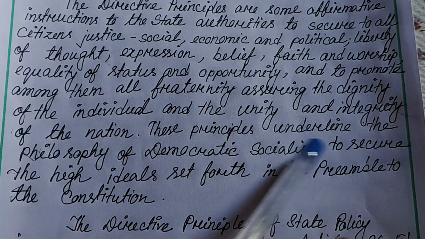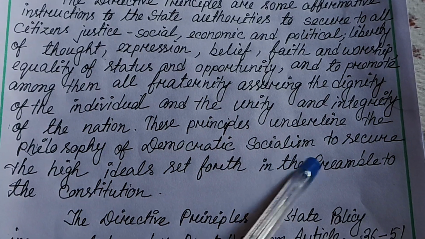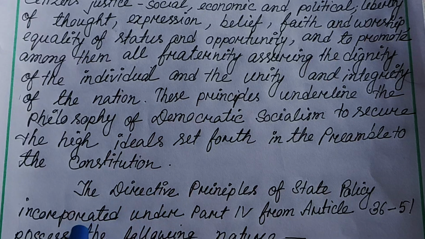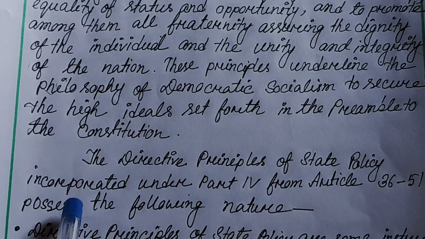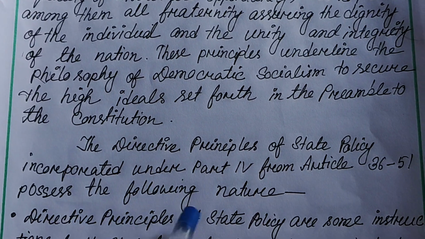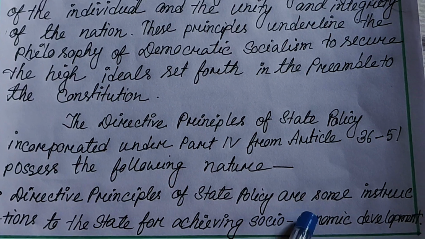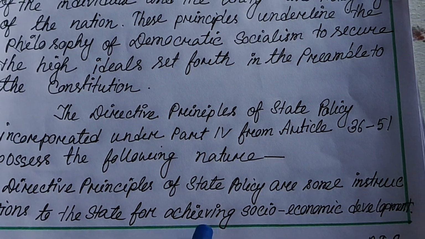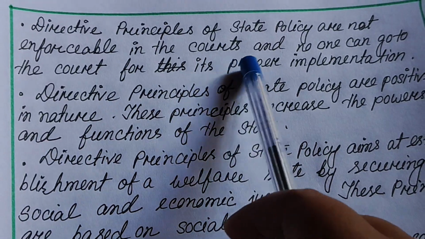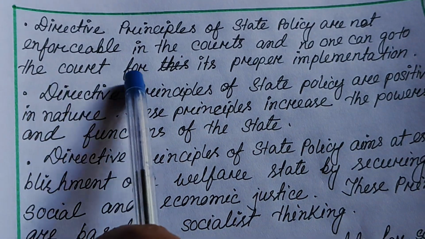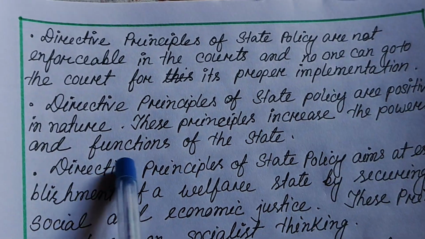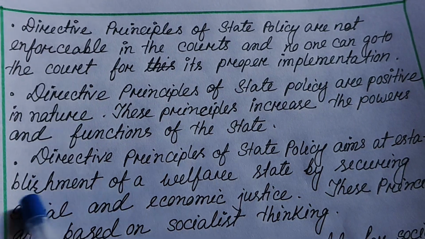This principle underlines the philosophy of democratic socialism to secure the high ideals set forth in the Preamble to the Constitution. The Directive Principles of State Policy incorporated under Part 4, from Article 36 to 51, possess the following nature. Directive principles of state policy are instructions to the state for achieving socio-economic development. They are not enforceable in the courts and no one can go to court for their proper implementation. Directive principles of state policy are positive in nature.